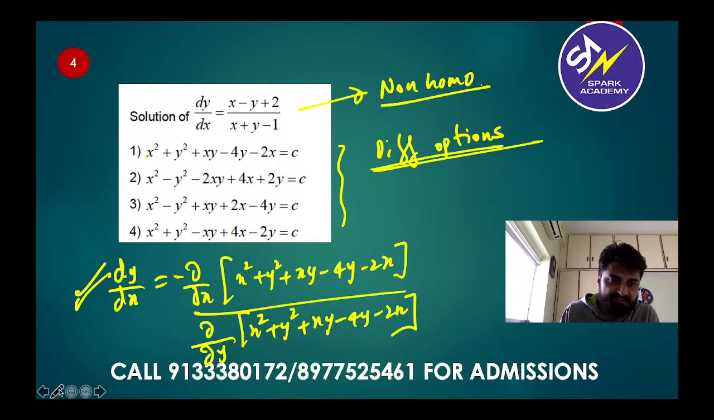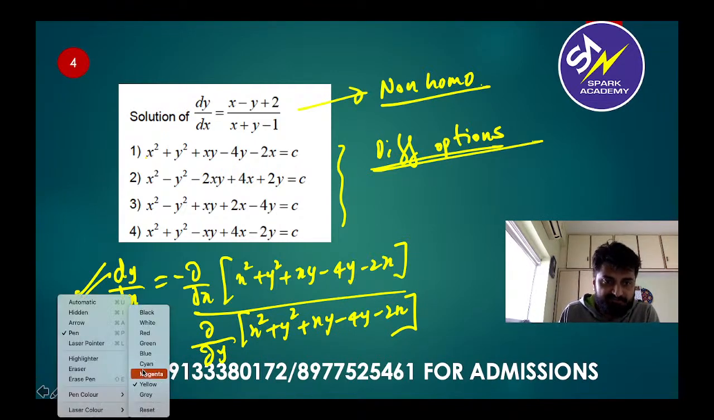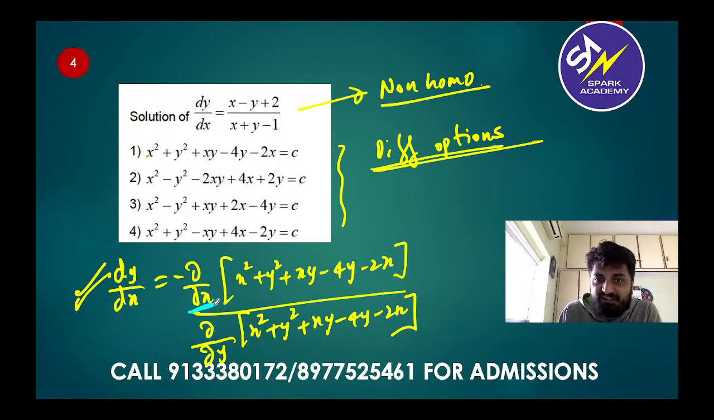And how do you do this, guys? If you are partially differentiating with x, give a tick wherever x's are there. And other terms, give it a cross.